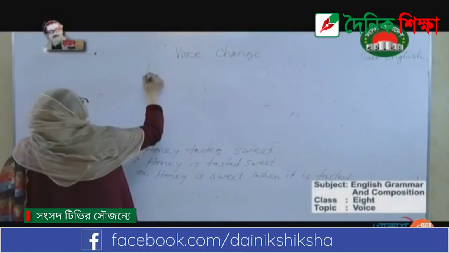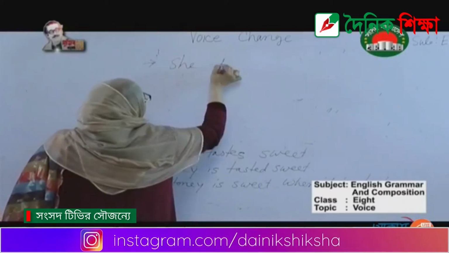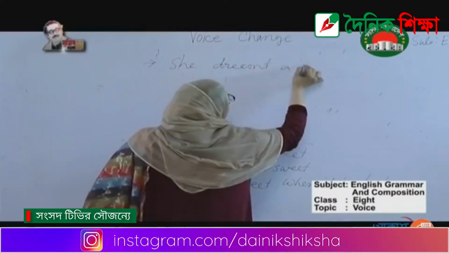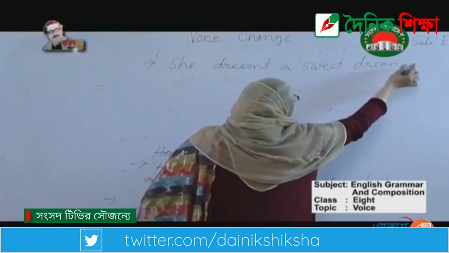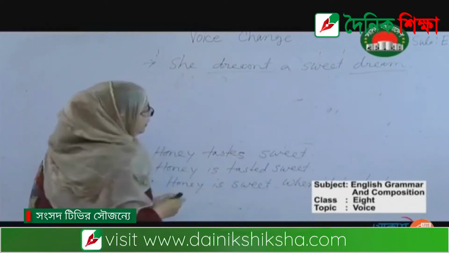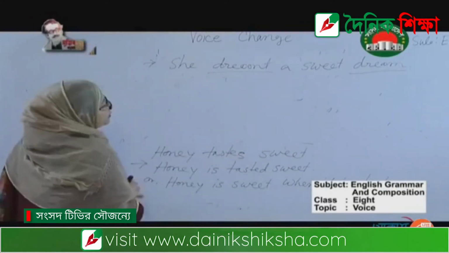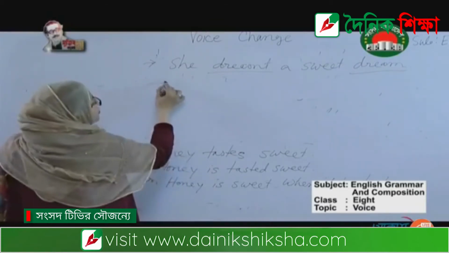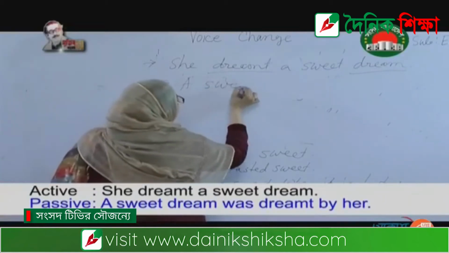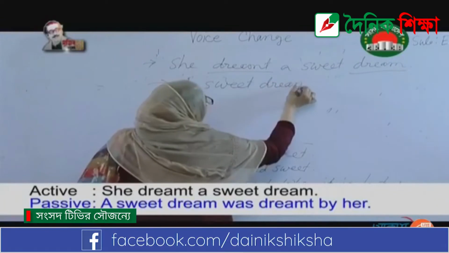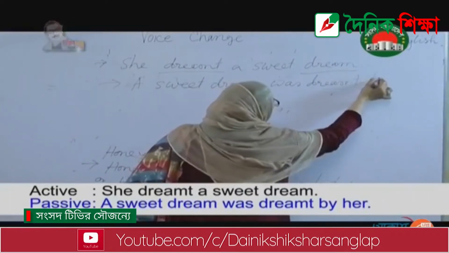This is the example of a cognate object. She dreamed a sweet dream. This is the cognate object and the cognate verb, because the noun and the verb have a similar meaning. She dreamt a sweet dream. A sweet dream was dreamed by her.